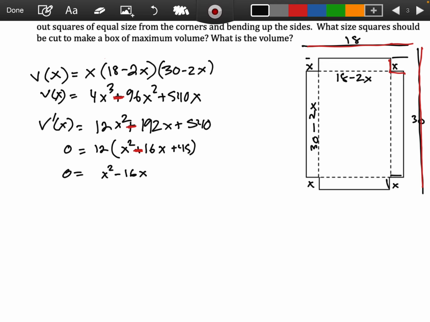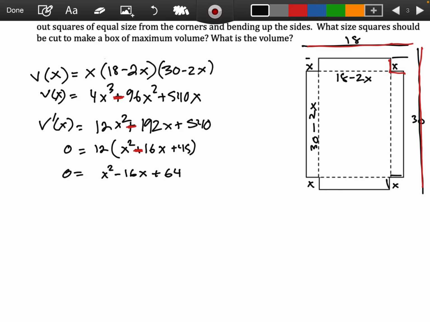And I'm thinking, well, 16. Sorry, if I have a 16, I could break that 16 up into 8 and 8. And then I could ask myself, well, negative 8 plus negative 8 is negative 16, and 8 times 8 is going to be 64. And that would give me a perfect square. So what I'm going to do is I'm going to add 64, okay?